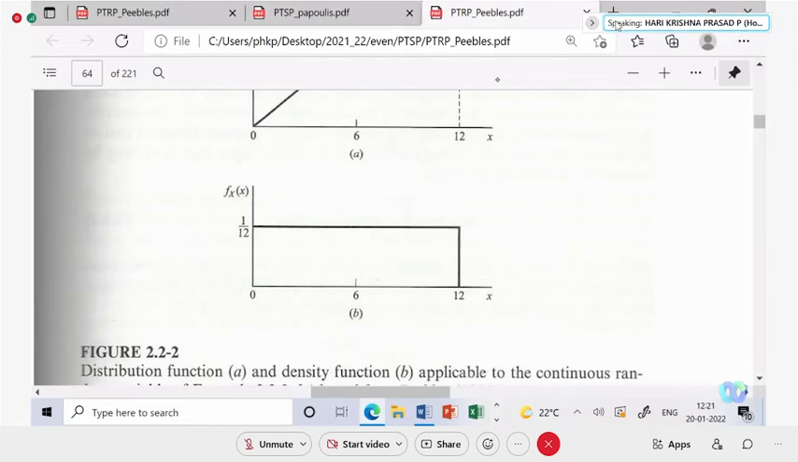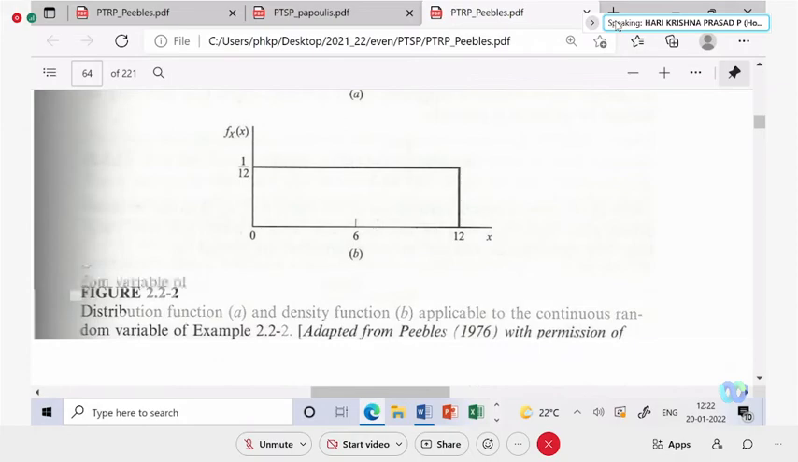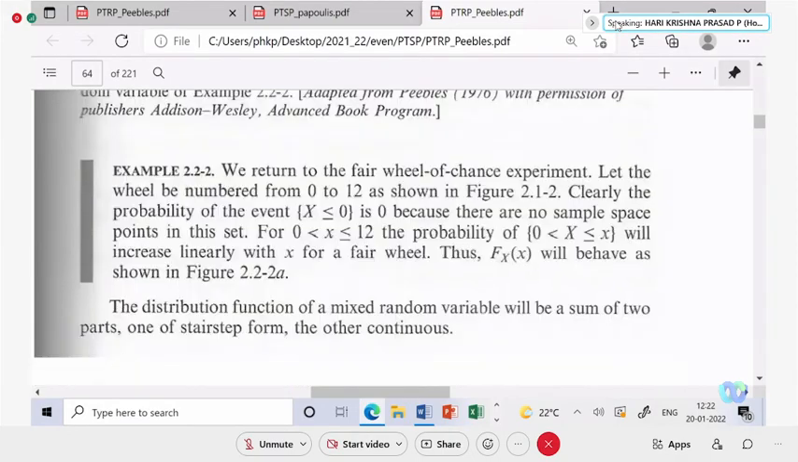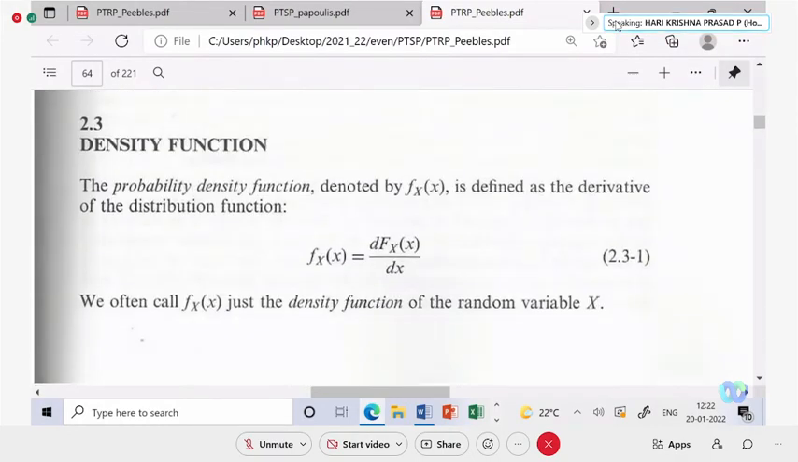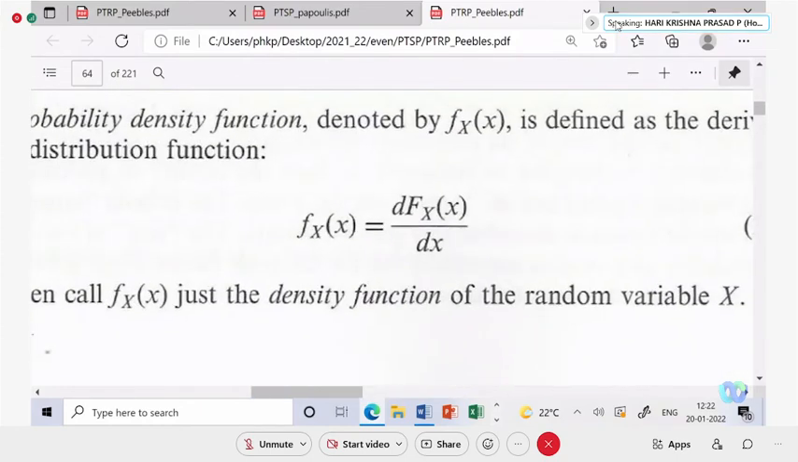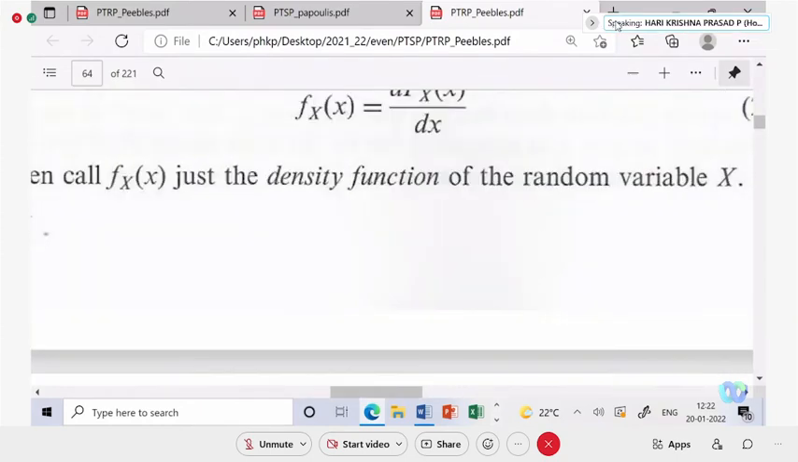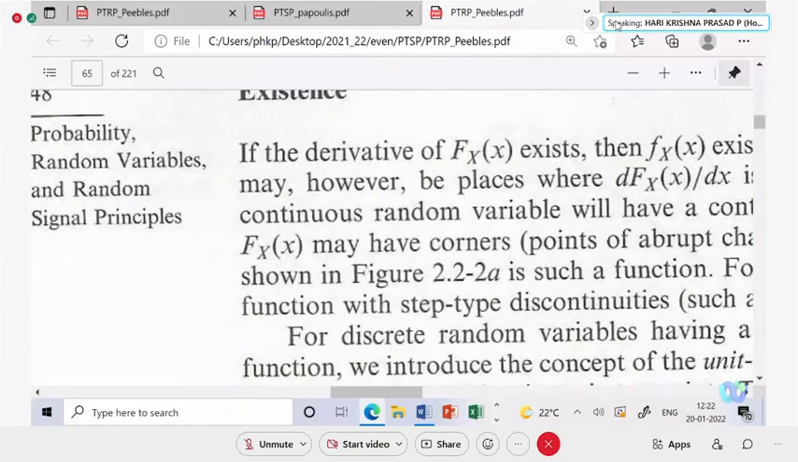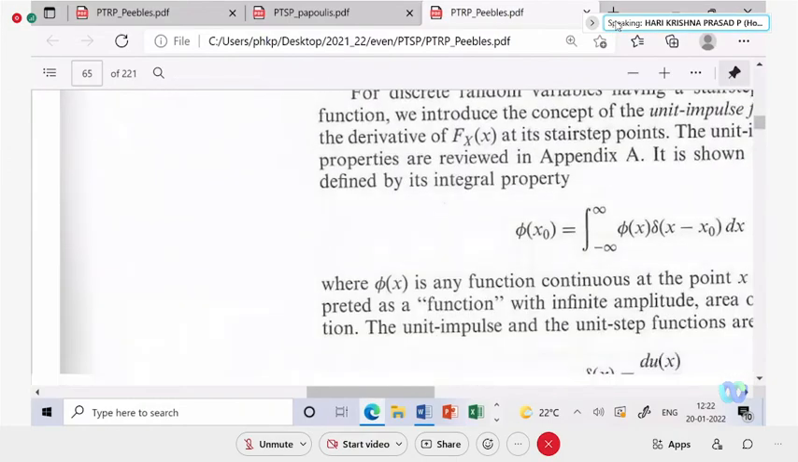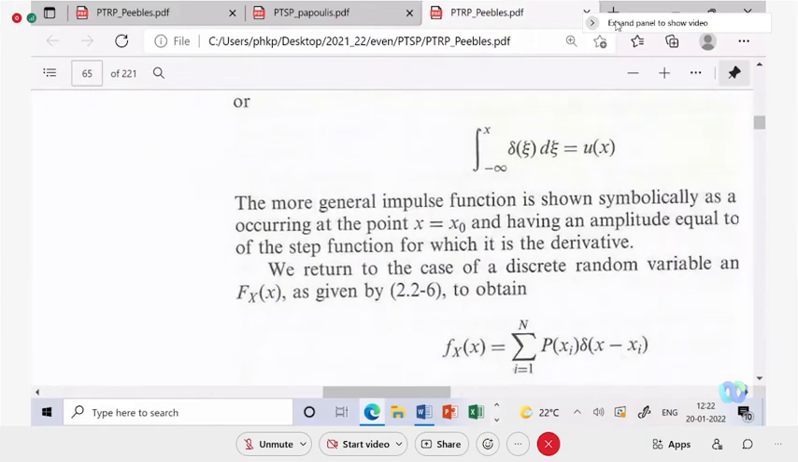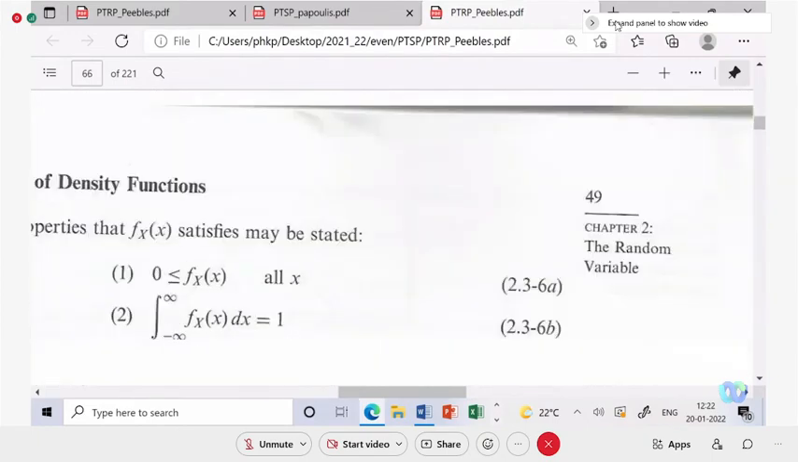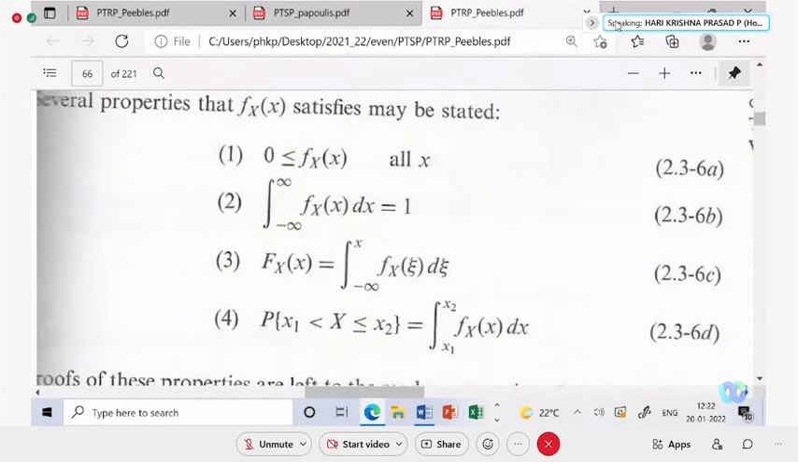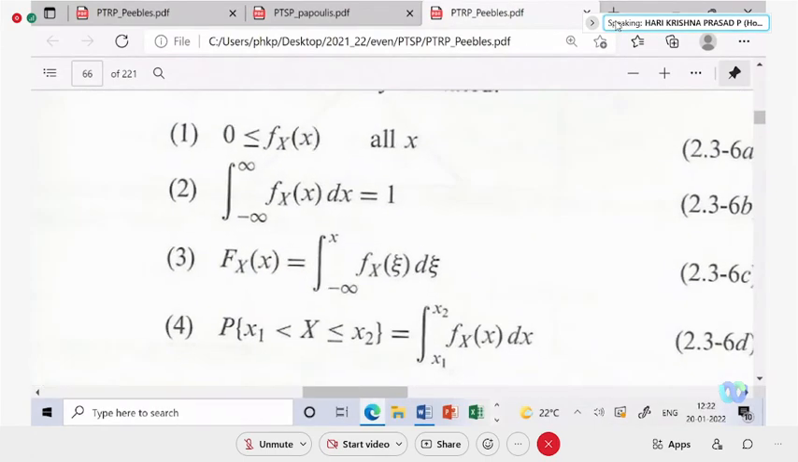Then the next question is, what are the properties of the density function? I have defined the density function, but I have not defined the properties. The next topic is that only. This is how the density function is defined, and the properties are listed. List the properties of the density function. That is another important question.